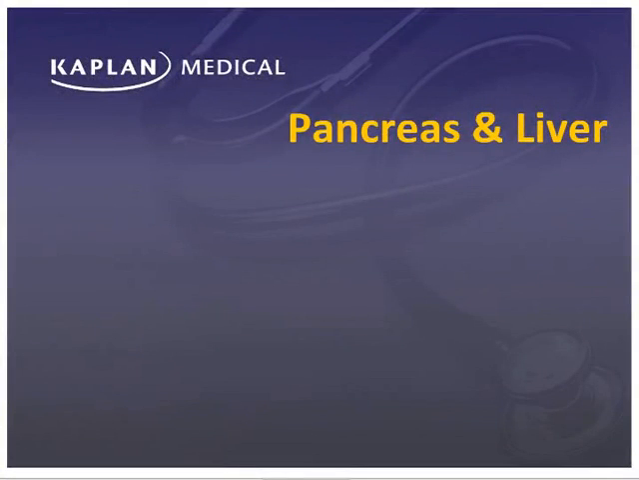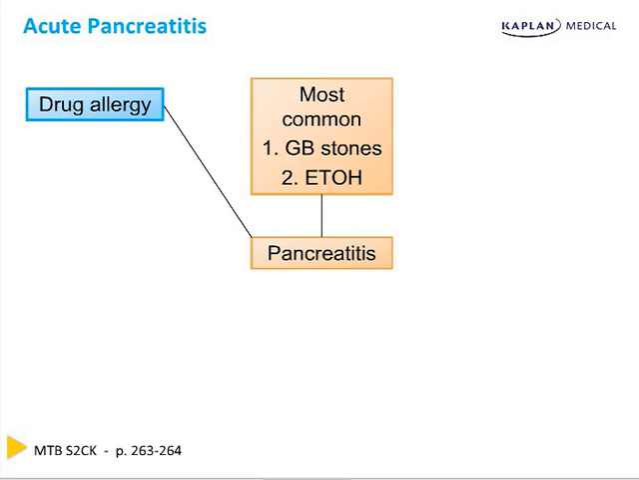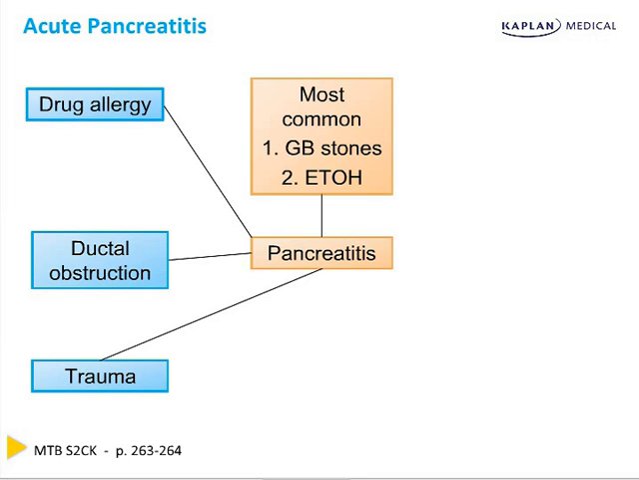We will now discuss a very high-yield area for the Step 2, pancreatitis. The two most common causes of pancreatitis in the United States are gallbladder stones and alcoholism. Drug allergy is another important cause. Sulfa drugs such as furosemide and hydrochlorothiazide have been implicated. Ductal obstruction secondary to ERCP or cystic fibrosis is also common. Trauma, as in the case of car accidents, is also another cause of pancreatitis.